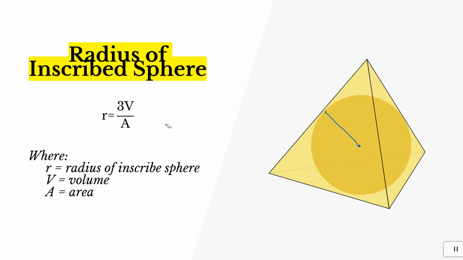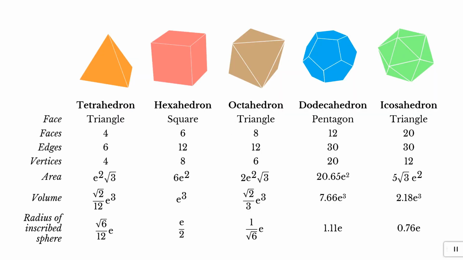What I mean to say, class, is that if you know the formula for the volume, and the area is common sense, then you can solve the radius of the inscribed sphere. Vice versa. If you know the radius of the inscribed sphere, and the area is common sense, then you can solve the volume. Without having to memorize all the formulas listed earlier. So it's 3V over A, that is the radius of the inscribed sphere.